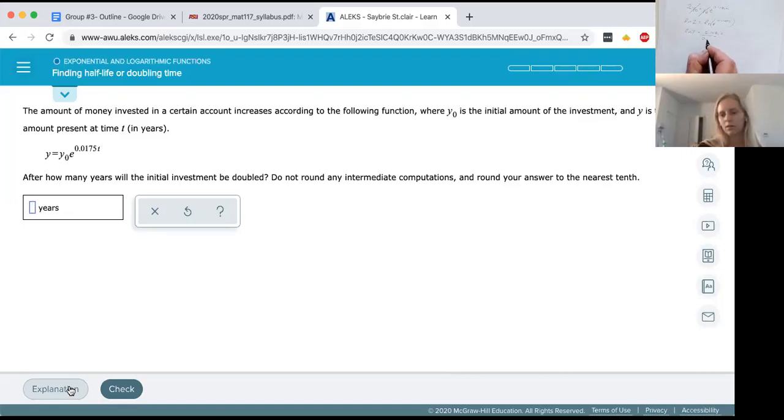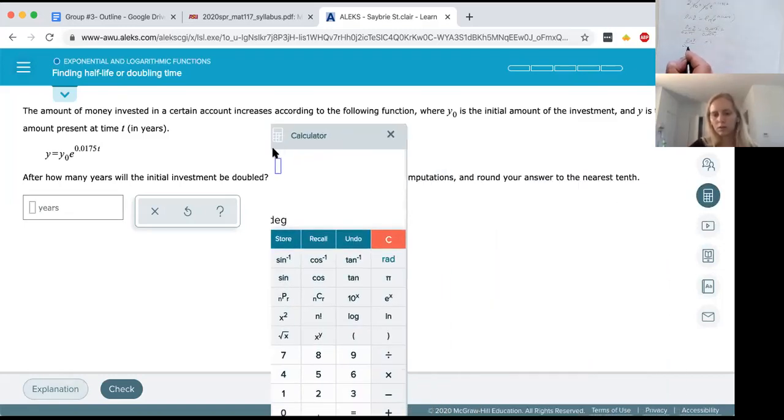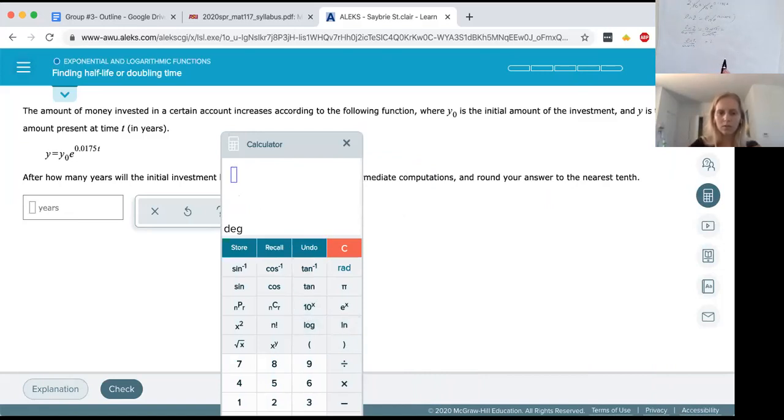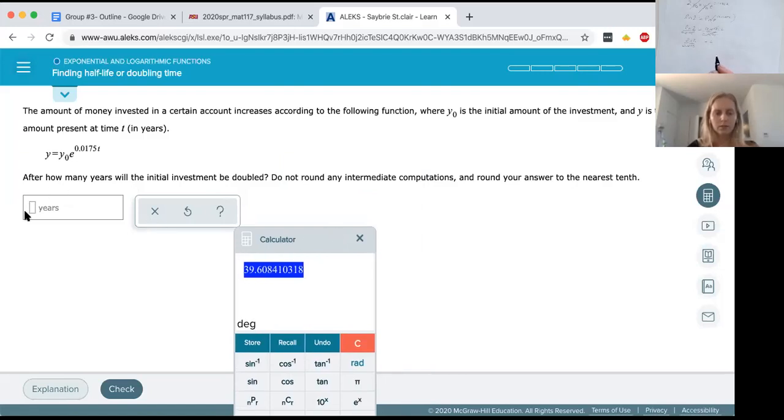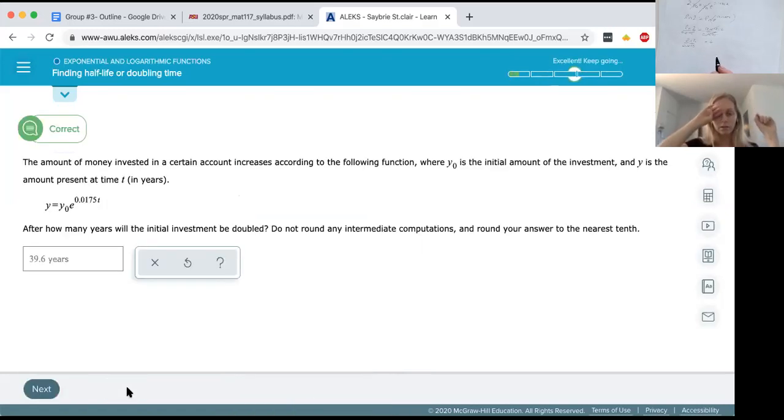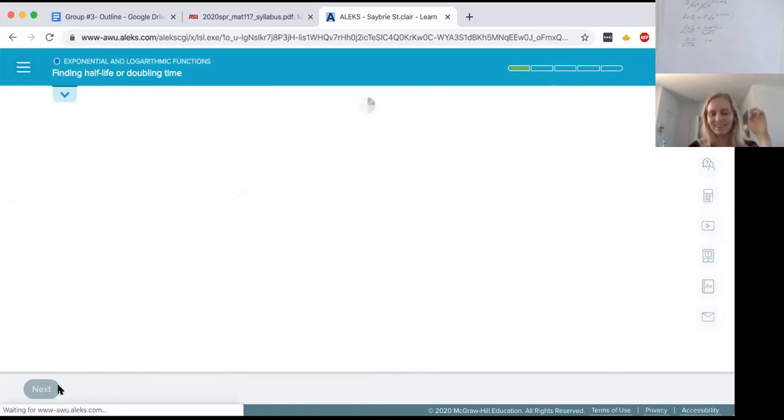Oh, fine. I'm gonna divide by this. Hopefully you can see that. Yeah. So after all that, instead of displaying all 2, it's natural log of 2 divided by 0.0175. 39.6. Yeah. Got it. Okay. Look at that green. Okay. Yay. These ones are tricky.